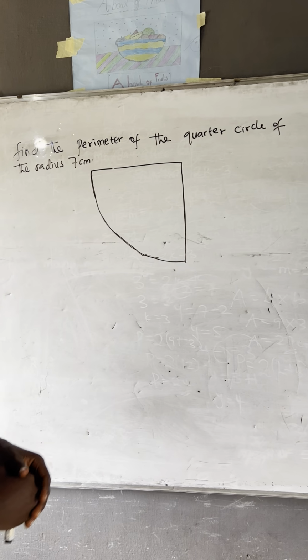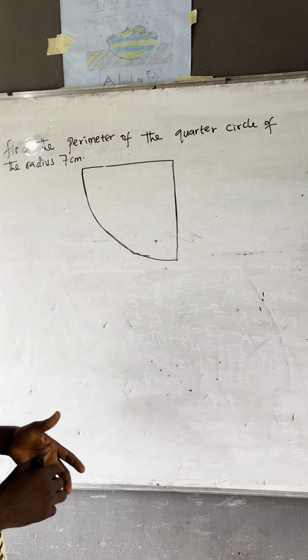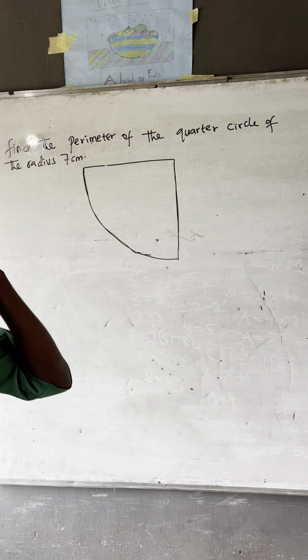What is the question on the board? Find the perimeter of a quarter circle of the radius. You know when we talk about quarter, we're talking about 1/4. So quarter of a circle.